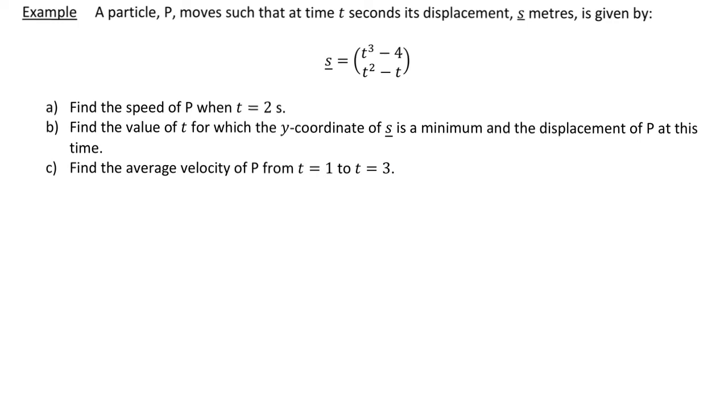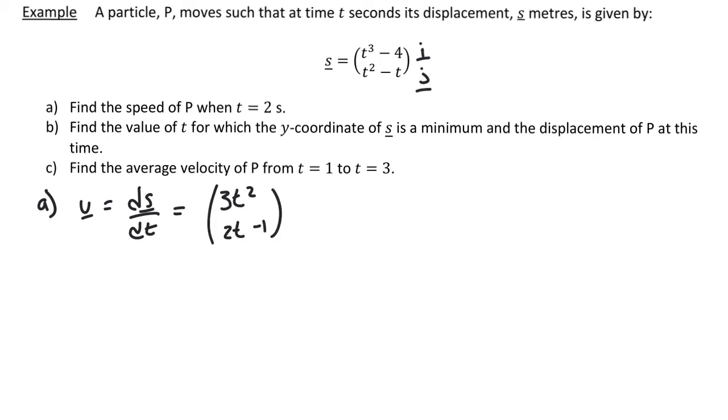The next example then, a particle p moves such that at time t seconds, its displacement s is given by t cubed minus 4 in the i direction, and t squared minus t in the j. Find the speed of p when t equals 2. So speed, we're thinking about velocity, and to get velocity, that's ds by dt, which is going to be 3t squared and 2t minus 1. When t equals 2, the velocity is going to be 3 times 2 squared, so that's 12 in the i direction, and 2 times 2 minus 1, 3 in the j direction.